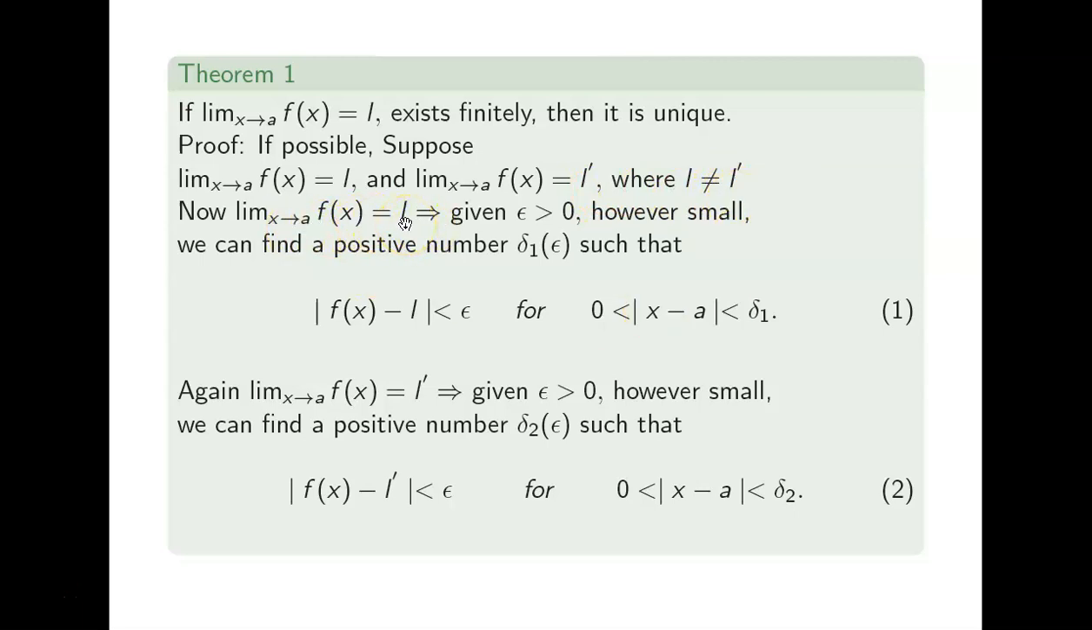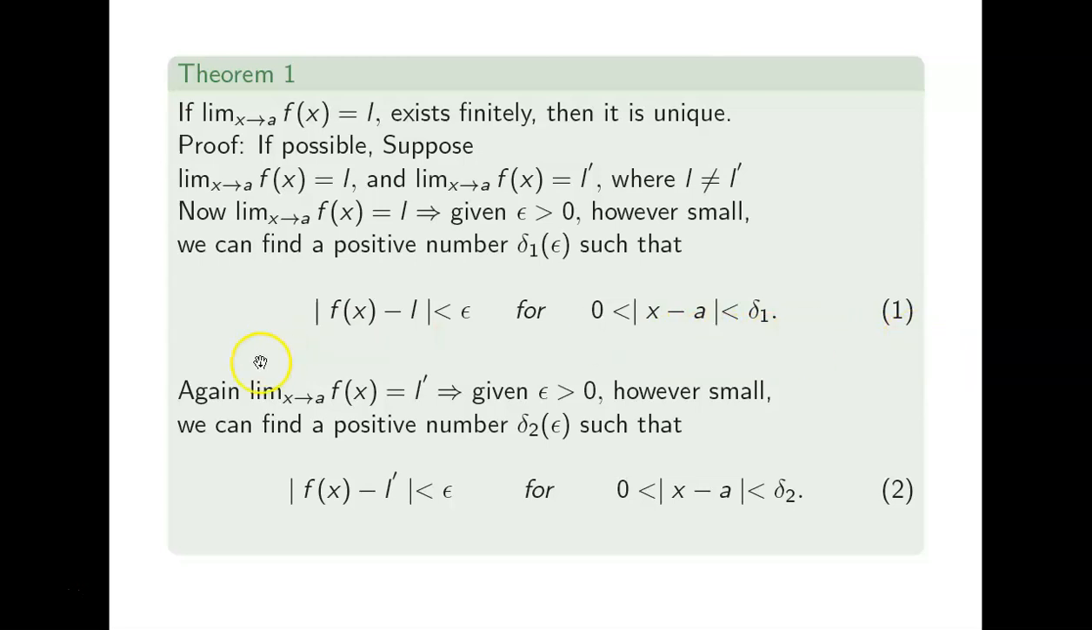That means in terms of the epsilon delta definition, we will write that given epsilon greater than 0, however small, we can find a positive number delta 1, which depends on epsilon, such that |f(x) - L| is less than epsilon for 0 < |x - a| < delta 1. Right? Name it as equation 1, inequality 1.